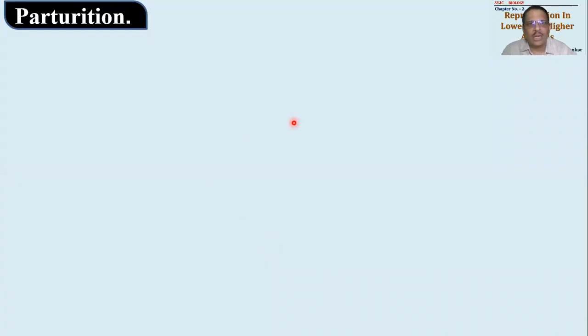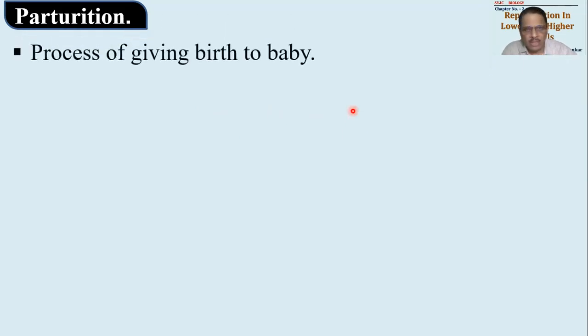Now we have to go for understanding the next thing. What is the meaning of parturition? Parturition का मतलब होता है childbirth. We can call it as delivery or birth of baby, है ना? या फिर labor कह सकते हैं. So it's a process of giving birth to baby or process of expelling baby out from uterus.